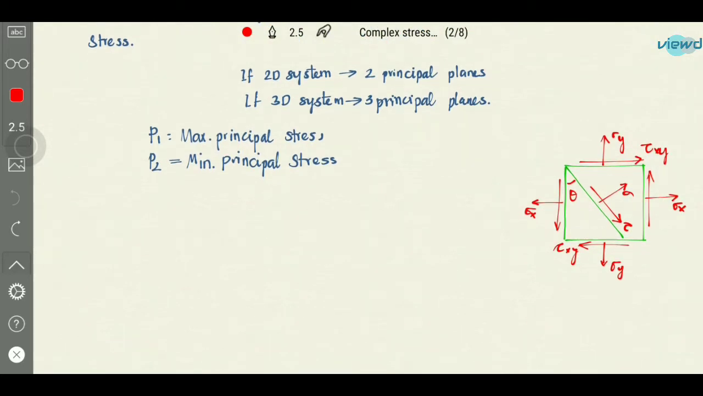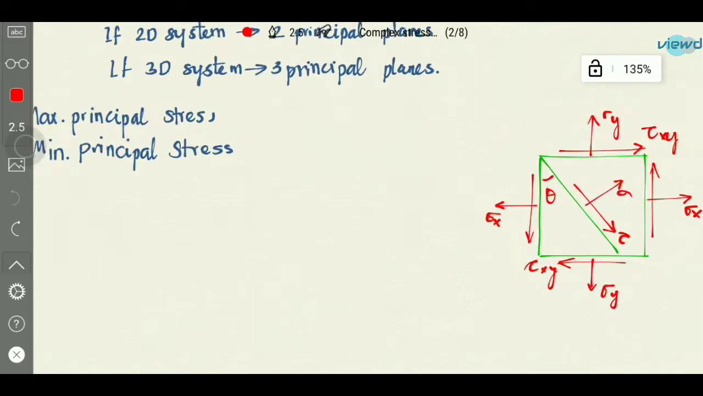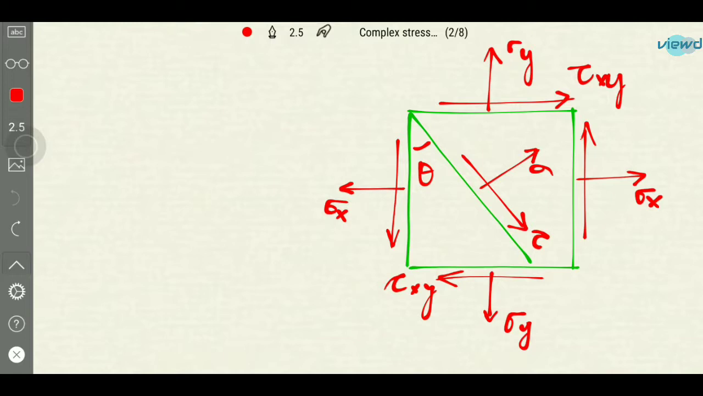So P1 is, let us say, the maximum principal stress and P2 is the minimum principal stress. Let us say this angle theta is the inclination of this plane with the vertical, and this plane, let us say that is the principal plane, so that this sigma will be the principal stress and this tau will be 0. Why will tau be 0? By the definition of principal plane, the shear stress should be 0 on the principal plane.